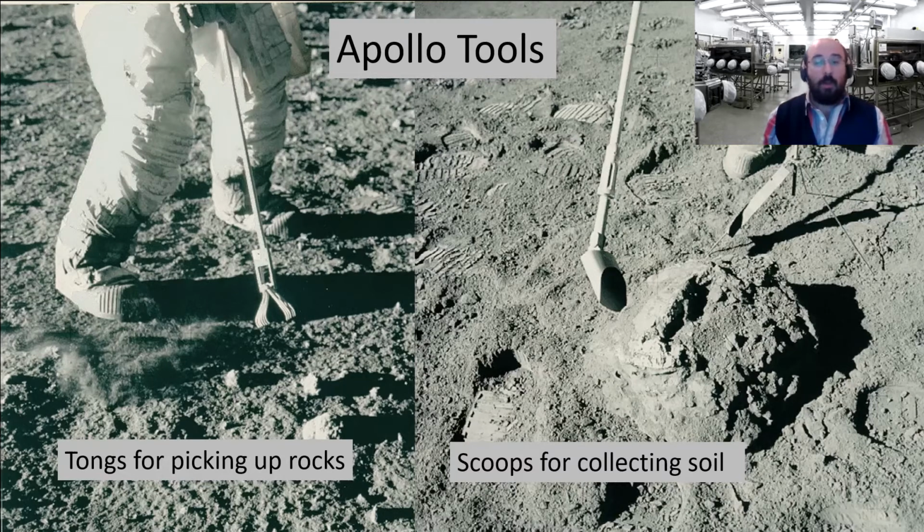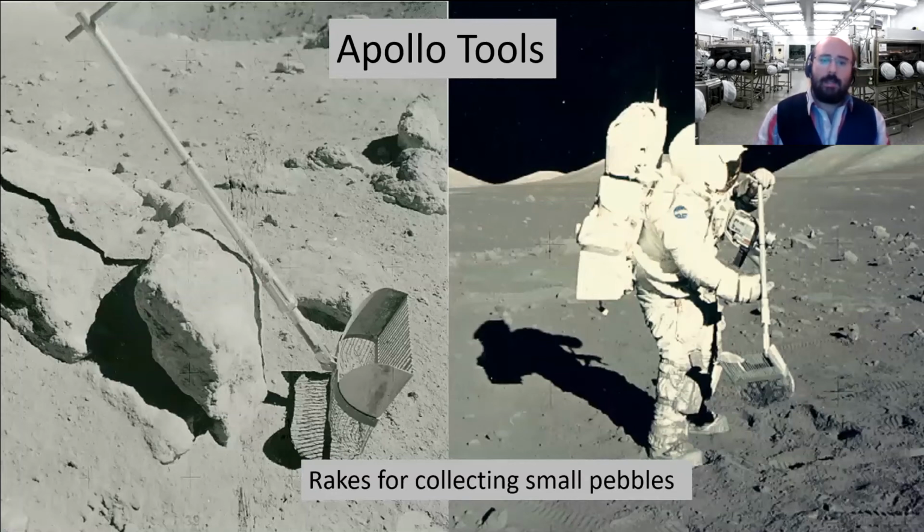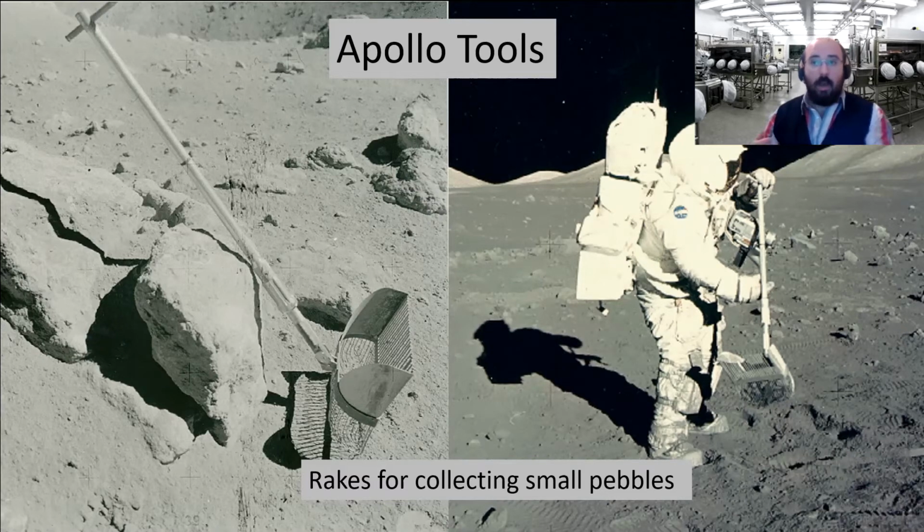on the surface. They had this scoop-like thing for collecting soil, all the fine, unconsolidated dust and material that was on the lunar surface. And they also had some rakes. And the tines of these rakes were 1 centimeter apart, and they would just drag it through the soil and collect up all the material that was trapped in the rake into a small net at the bottom of that rake.